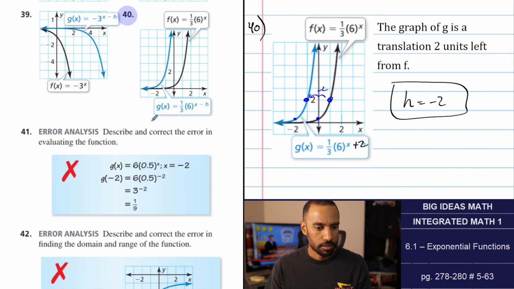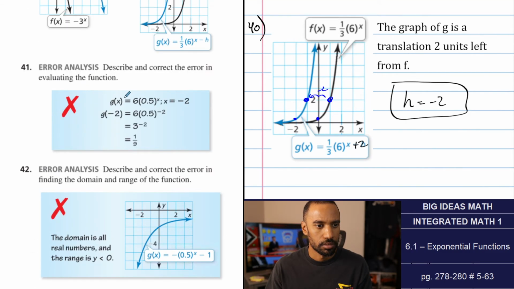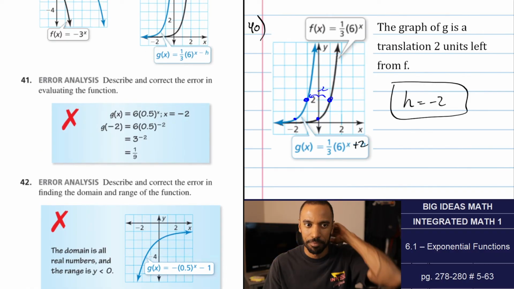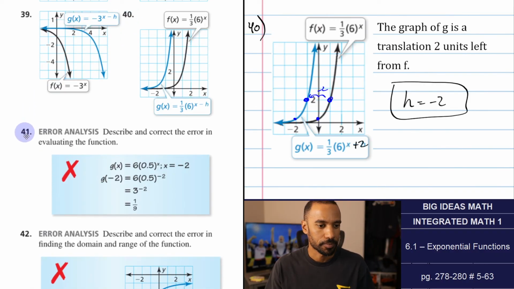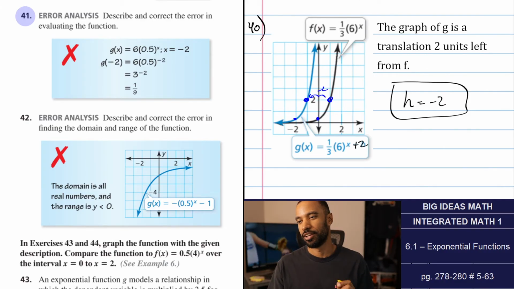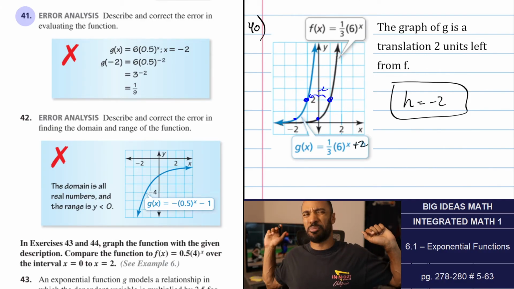What? Wait, was that? Oh, I must have skipped it. Oh, there were more problems down here. Okay, sorry. All right, number 41 and 42, error analysis. Let me fix my neck here. Oh, boy, guys. Here we go.